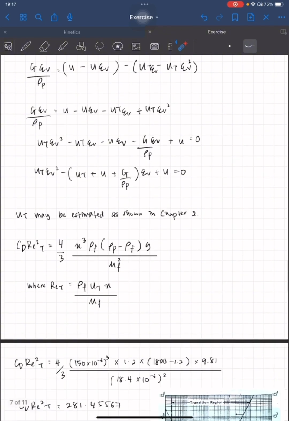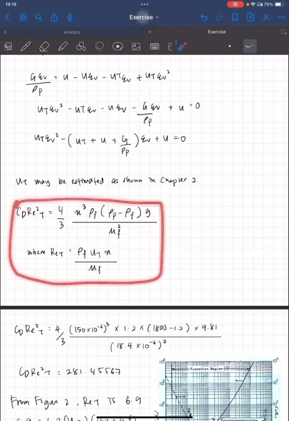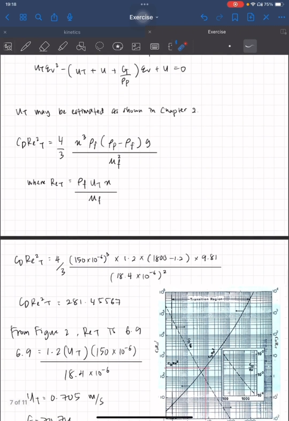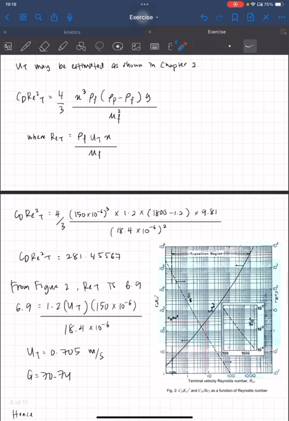So for finding this voidage value, we need the terminal velocity value. So how can we get the terminal velocity value? We can use these two equations. First we find the CD Re squared, which is with respect to the terminal velocity.